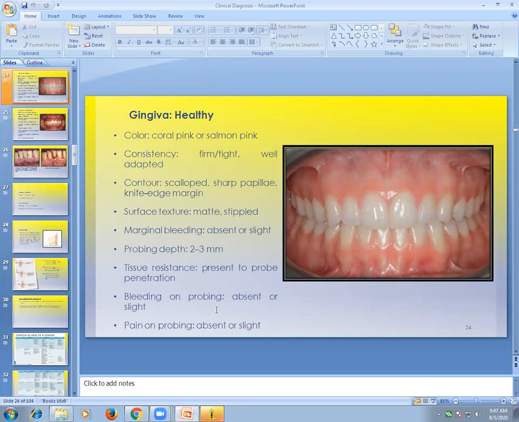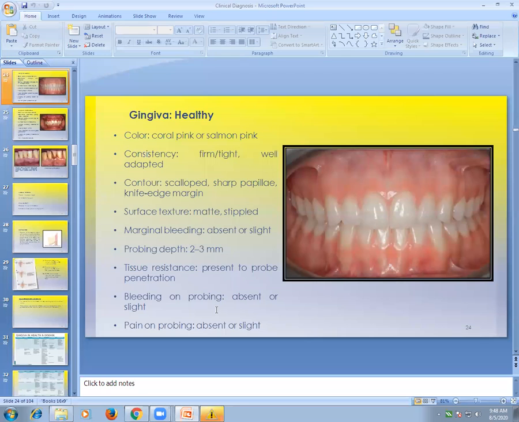Bleeding on probing is a sign of inflammation. Actually, absence of bleeding is a good sign of healthy tissue. But presence of bleeding doesn't necessarily mean inflammation is there in that region, because sometimes you may injure the gingiva and bleeding can occur. There are various causes of bleeding. Sometimes there are physical causes, like trauma while brushing or while eating.